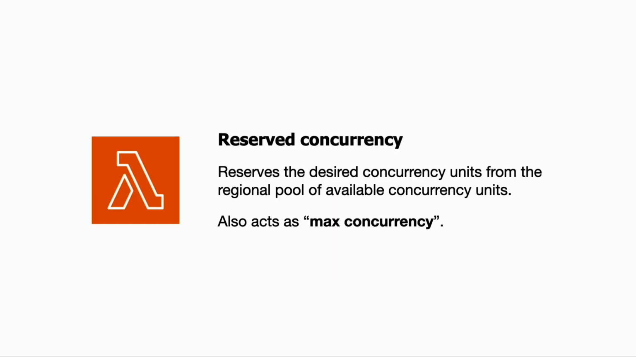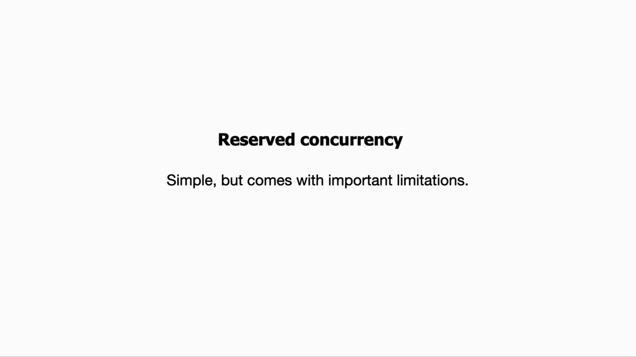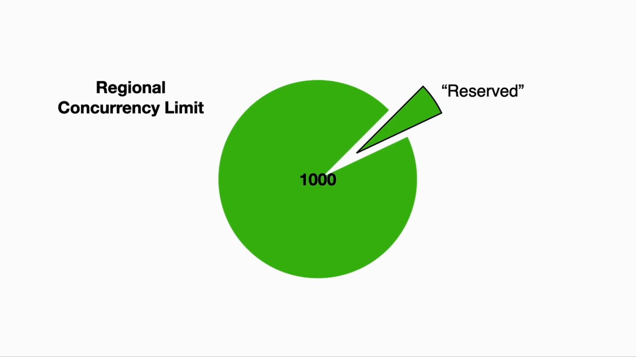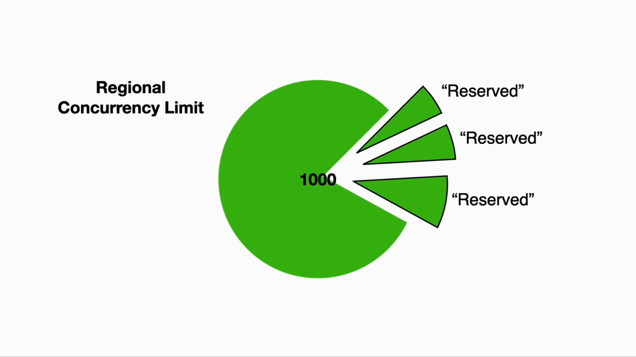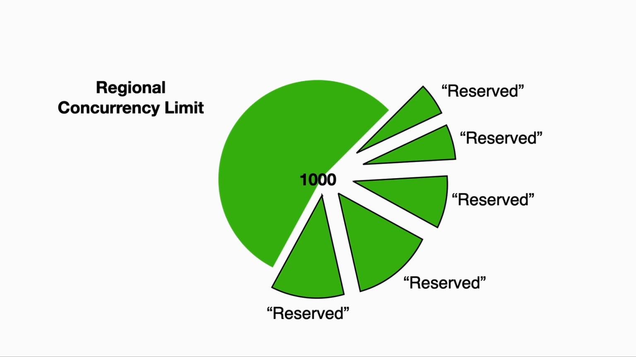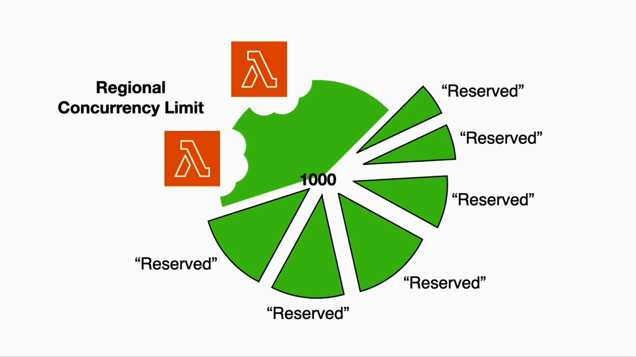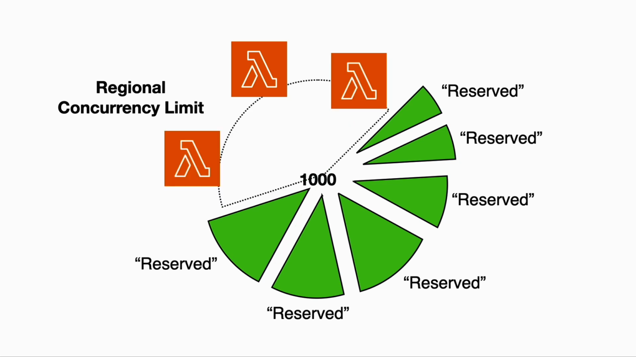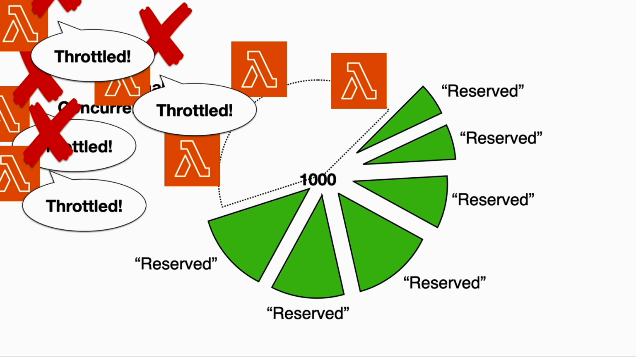And interestingly, reserved concurrency also acts as maximum concurrency, so you can actually use it to control the concurrency of a Lambda function. It's a very simple and effective solution, but it does come with some pretty significant limitations. The most important of which is that when you use reserved concurrency on many functions, you're taking more and more of the available concurrency units at the regional level, and eventually you might end up with not enough concurrency for the functions that need to scale on demand, leading to problems with lots of invocations being throttled because the concurrency units have not been distributed efficiently.